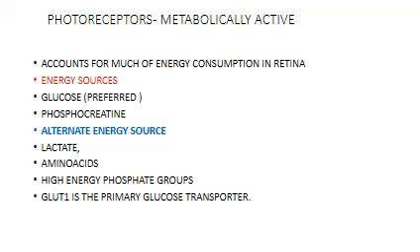Now the photoreceptors are metabolically active. They are not dormant, they are metabolically active. And it accounts for much of the energy consumption in the retina. So the retina also requires an energy source. The preferred fuel is glucose, followed by phosphocreatine. It can also use alternate energy sources like lactate, amino acids, high energy phosphate groups. And the major transporter for the glucose is glucose transporter 1.